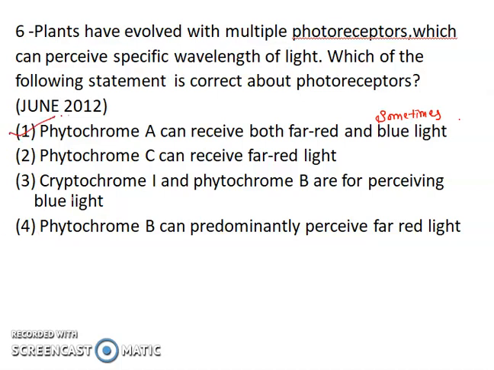Let us discuss the other options. Phytochrome C can receive far red light. We have not discussed phytochrome C. Phytochrome C is responsible for primary leaf expansion. Now the next point is cryptochrome 1 and phytochrome B are for perceiving blue light. No, phytochrome B will receive the red light. Now the fourth option is phytochrome B can predominantly perceive far red light. No, phytochrome B will receive the red light. We have got this answer. The first option is the correct answer.